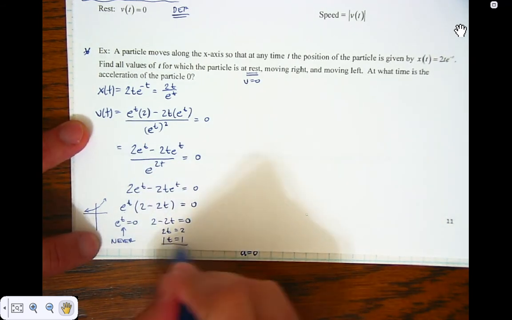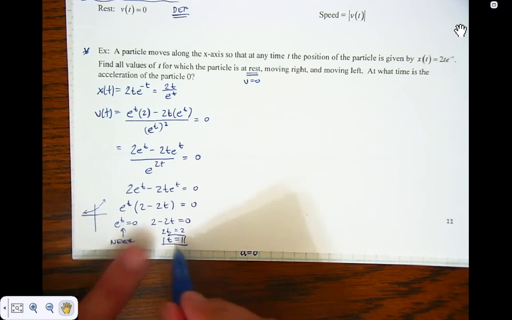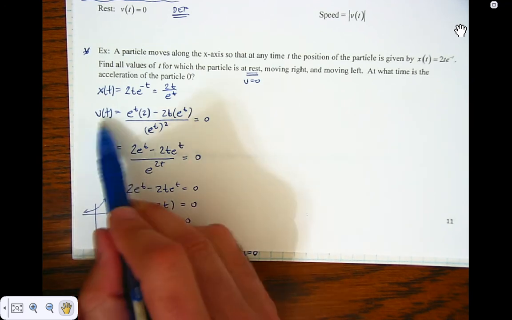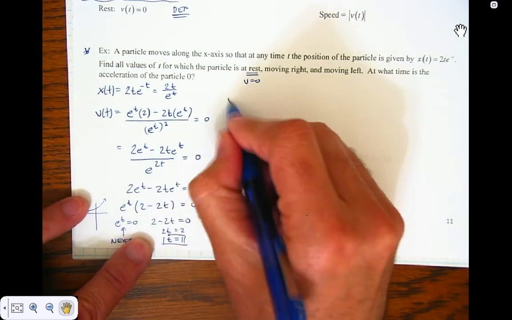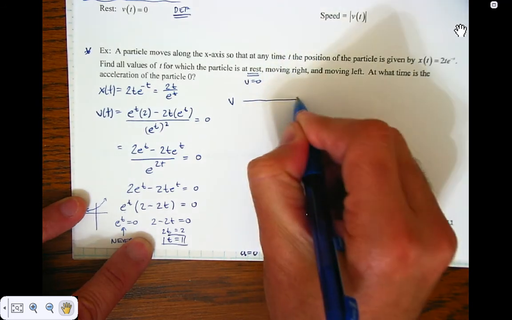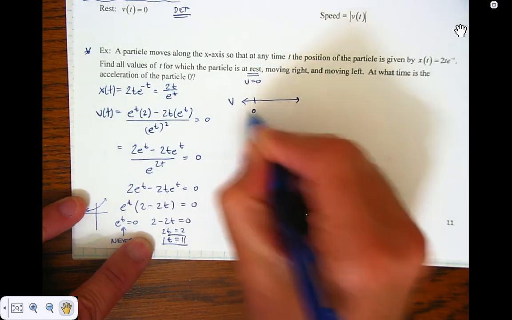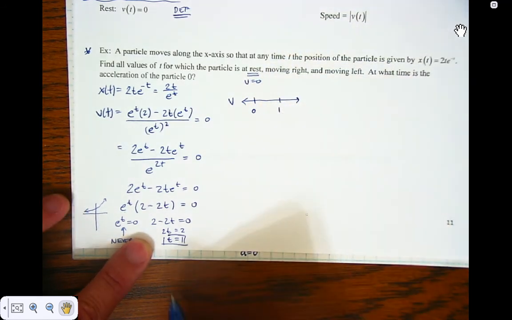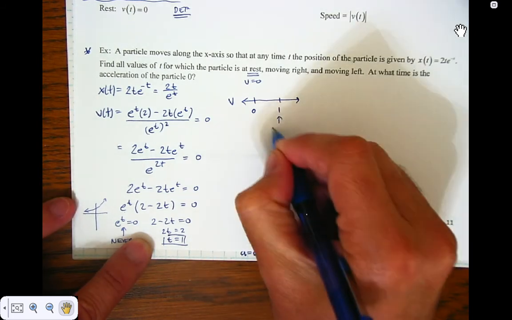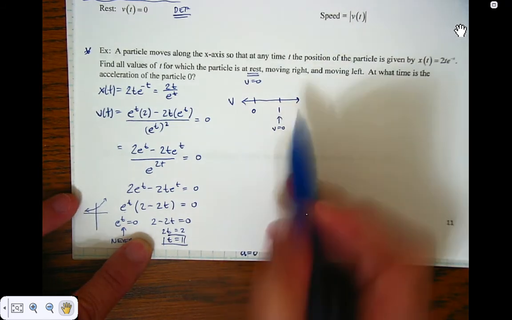Okay, so what the heck did we just do? We just found a time value of 1, which does what? It causes the velocity to be 0. So if you do a velocity line, and you put time 0 there, and time 1, we know right here the velocity is 0. And so we're going to check around it.